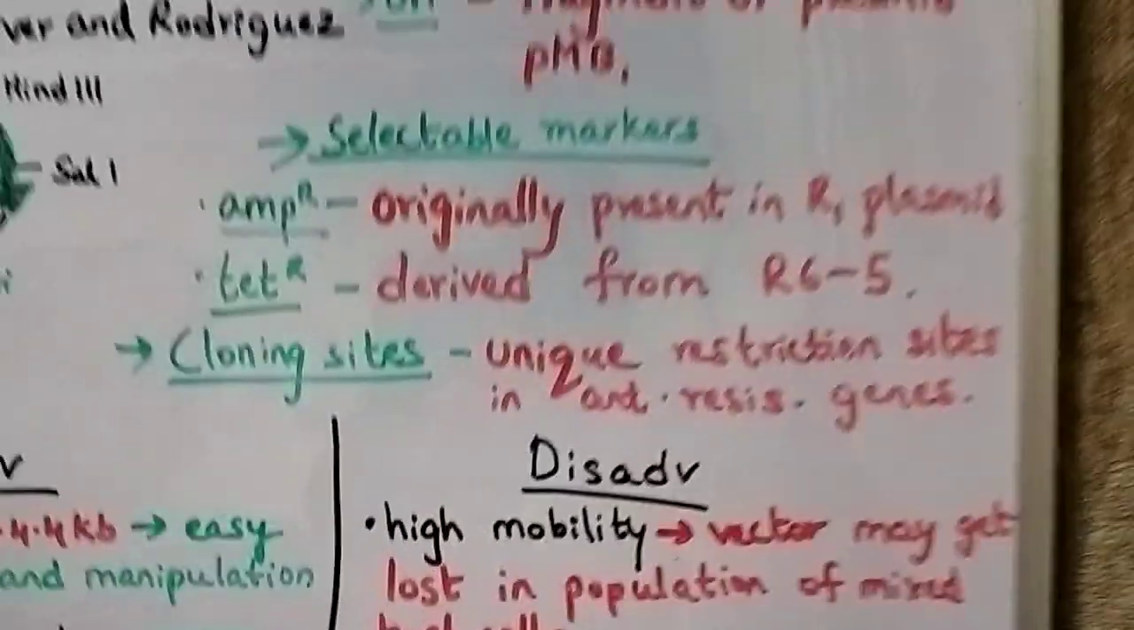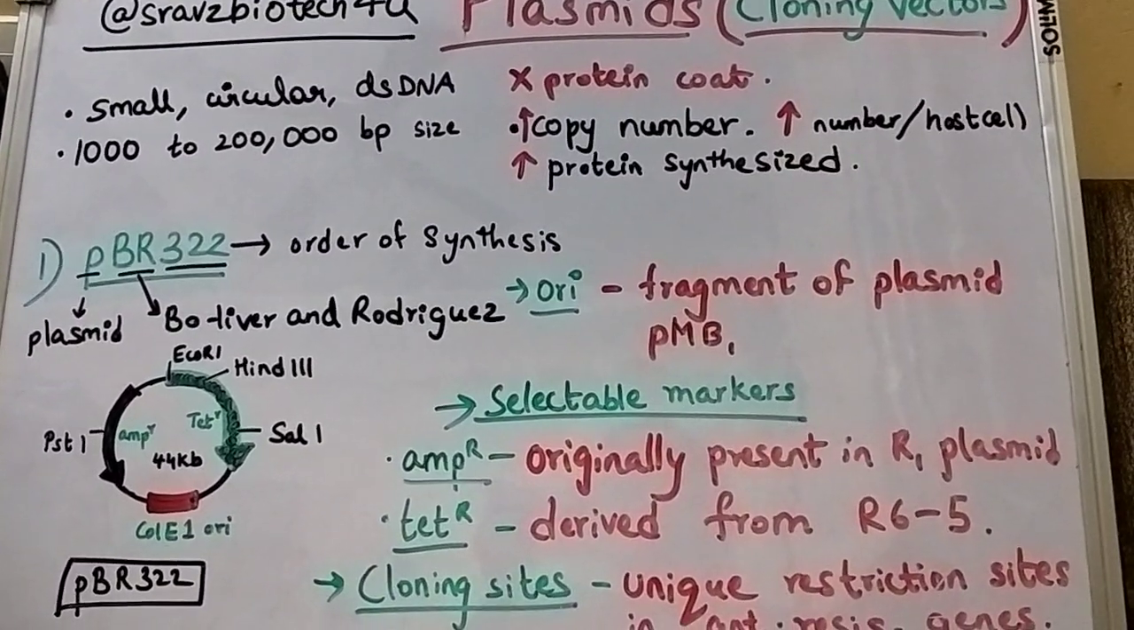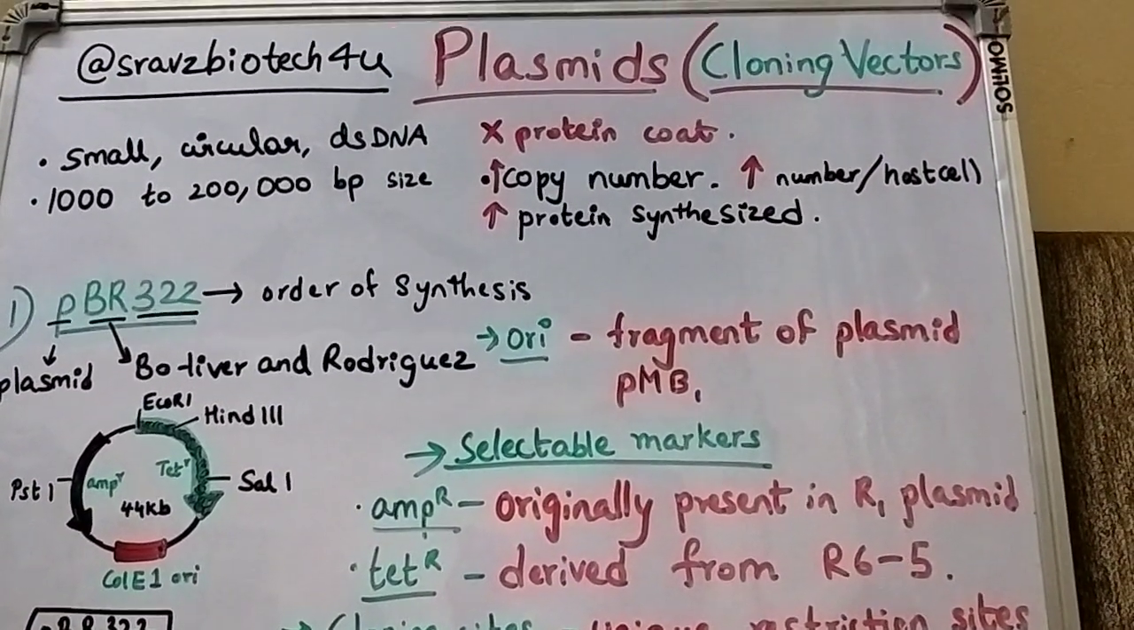With this, I end today's session. We will discuss the second example of plasmid vector in the next session.